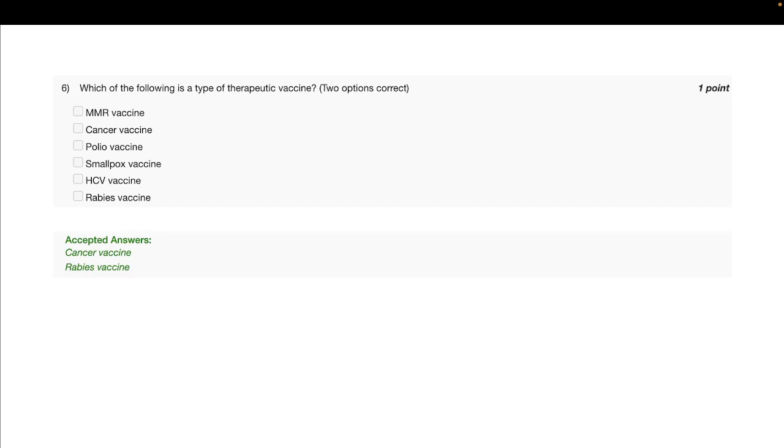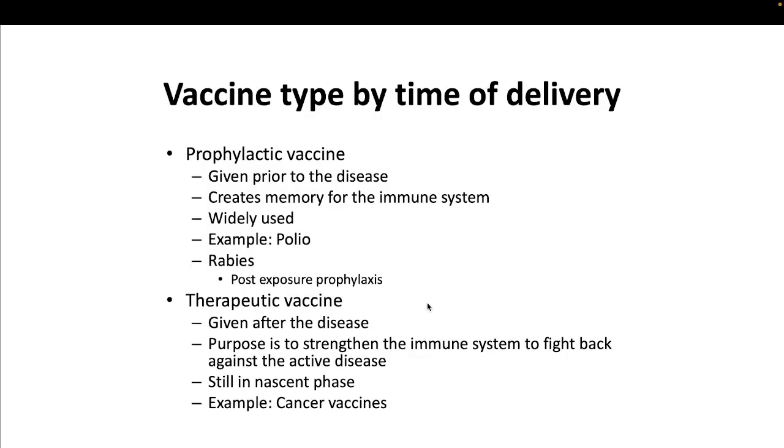So the right answer is cancer vaccine and rabies vaccine. The one who answered first, which was polio and smallpox vaccine, both of these would have been correct if it was a prophylactic vaccine. Both polio and smallpox vaccines are given even before the human develops the disease. This is mostly administered to babies so that they don't develop polio and smallpox disease later on. So therapeutic vaccine, as I have discussed previously, is given after the disease, and the purpose is to strengthen the immune system to fight back against the active disease.